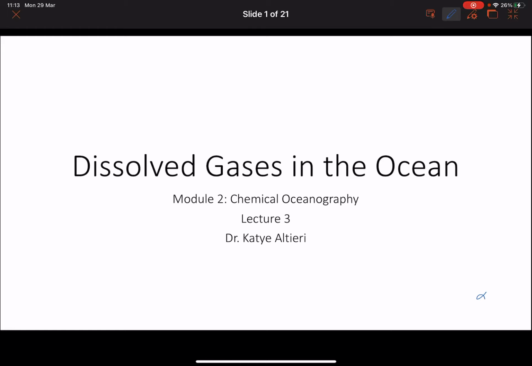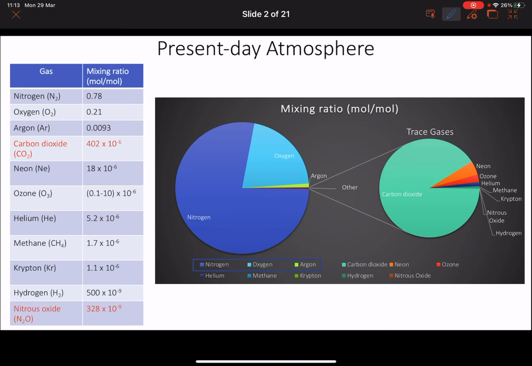Today is the third lecture in the chemical oceanography module, and we'll be talking about dissolved gases in the ocean. So the other day we looked at the past and how we ended up with the modern ocean, taking a big picture geological view, and I mentioned that we're going to talk about the origin of the atmosphere as well. But before we get there, when we're thinking about dissolved gases in the ocean, we have to talk about the gases in the present day atmosphere.